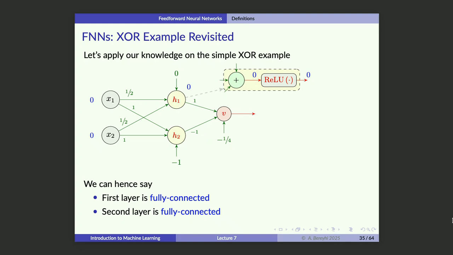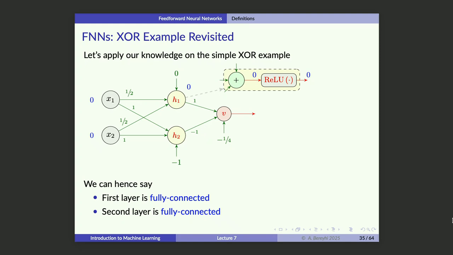Just remember, we are realizing the XOR function, correct? So what is the XOR of 0 and 0? It's 0, right? 0 XOR 0 should be 0. They are the same, right? Now, I am giving 0, 0 as the input, and what is going to happen?